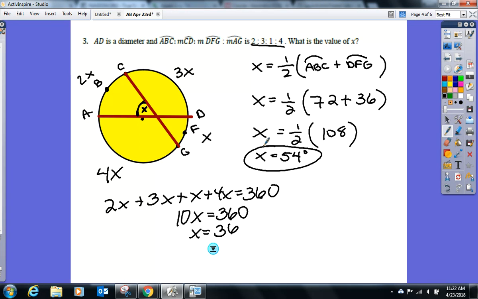Yes, Amy, go ahead. 2x, so you wanted to do x equals 1/2 of 2x plus x, and x equals 1/2 of 3x. And then just plug in 36 here. I need an actual angle measure. Okay. You could have simplified it down to this point and then plugged in 36, which would have worked, but I needed an actual angle measure. So, questions?